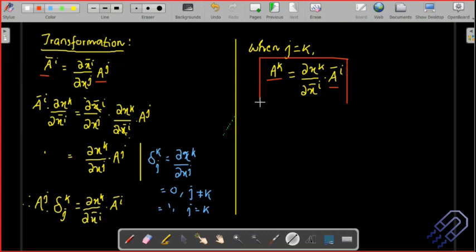Transformation will remain the same. So this is how you go from prime to unprime; we are going from unprime to prime, so we have to use this technique. This is how we transform from one system to another. This is how we write down the transformation equation, and this is for contravariant.